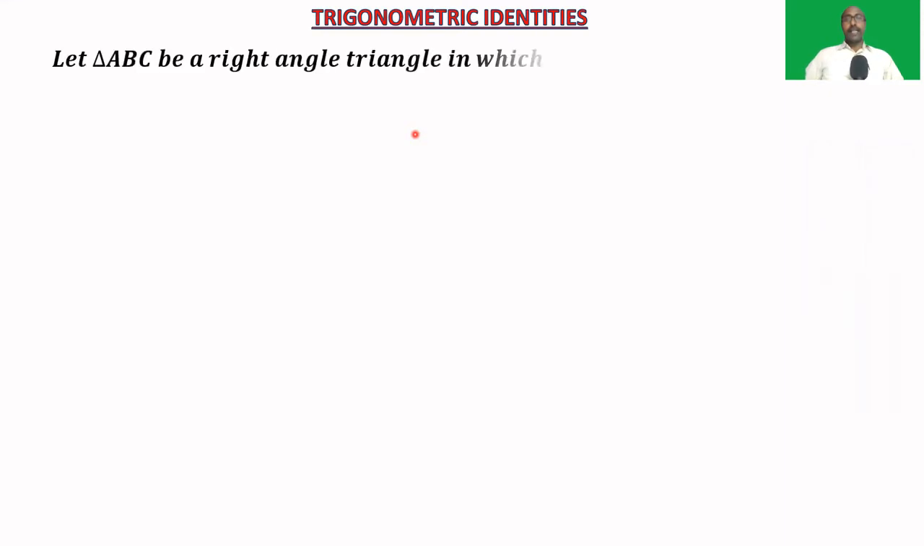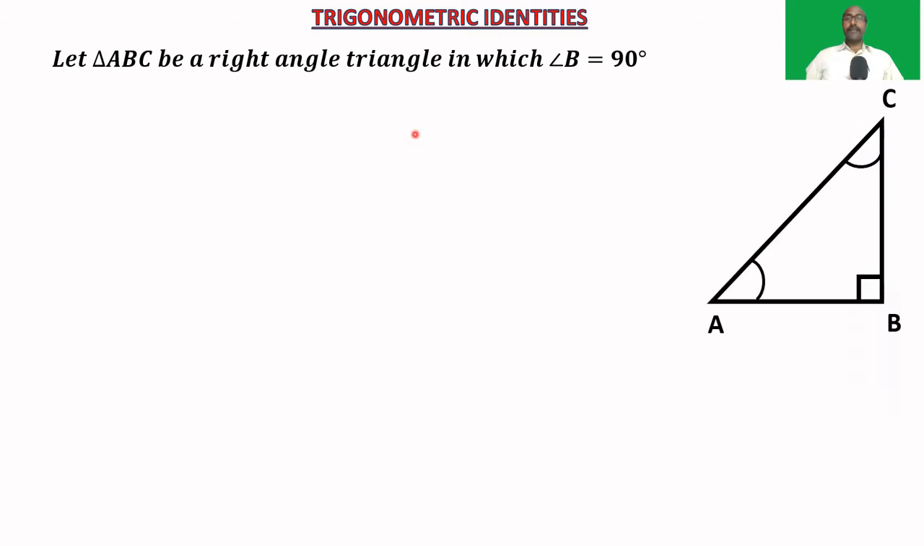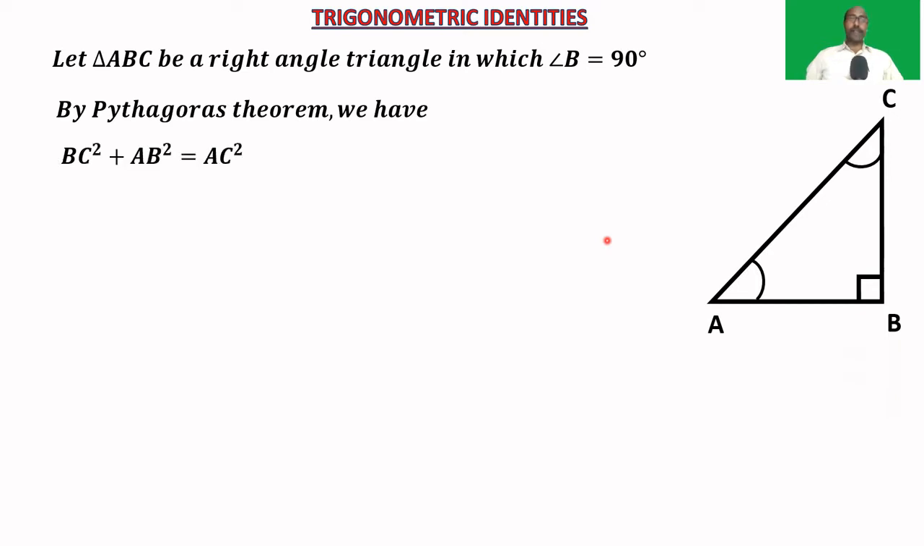Let us take a right angle triangle ABC in which angle B is right angle like this. So here we have right angle at B, so that AC is the hypotenuse. And by Pythagoras theorem, we can write BC square plus AB square is equal to AC square, isn't it?